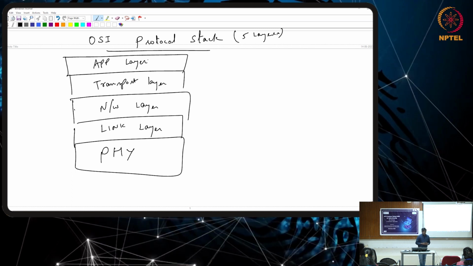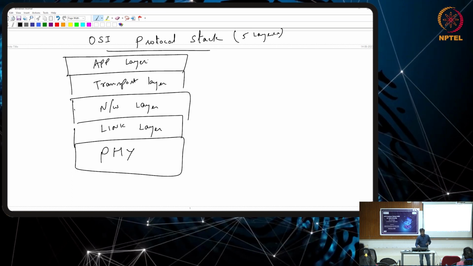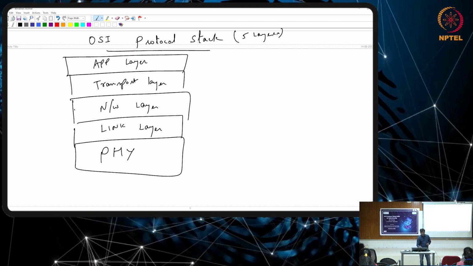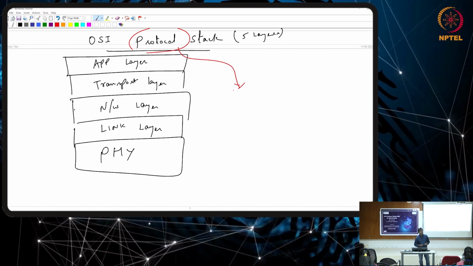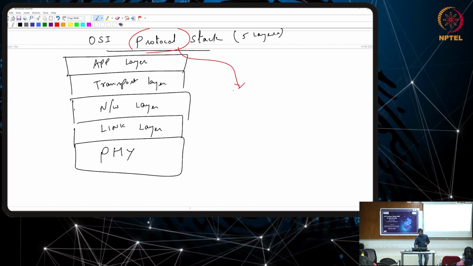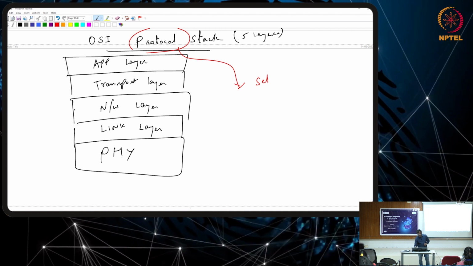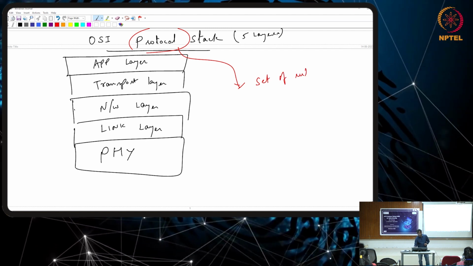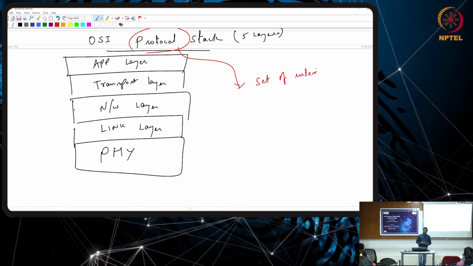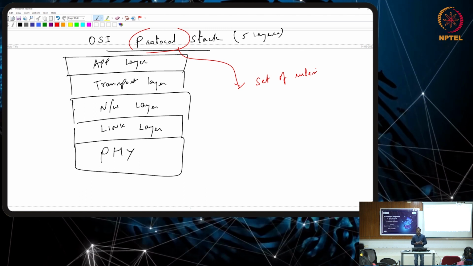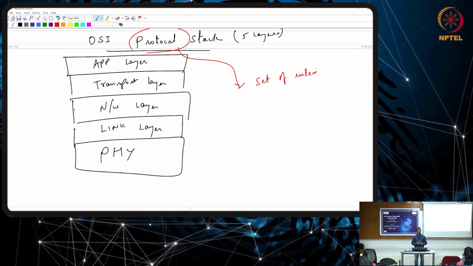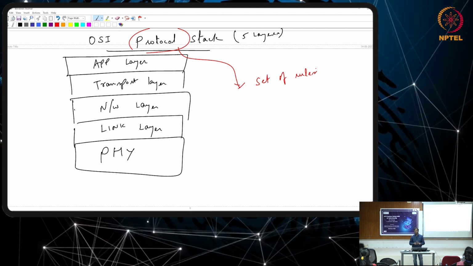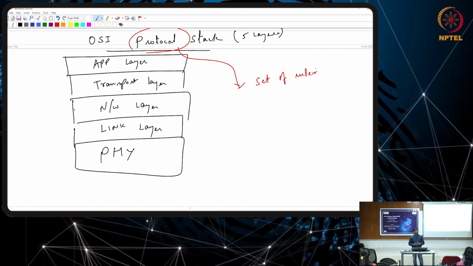And first things first, what do you mean by a protocol? Perfect. So a protocol is a set of rules. And why do you need a protocol? Why do you need a protocol? Yeah, you can take the real world analogy.